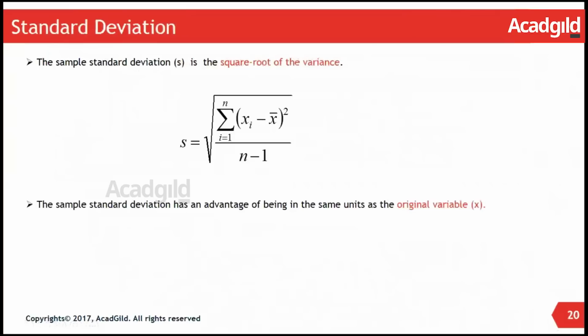The standard deviation is nothing but the square root of the variance. You take the variance, you take the square root and you get the standard deviation.